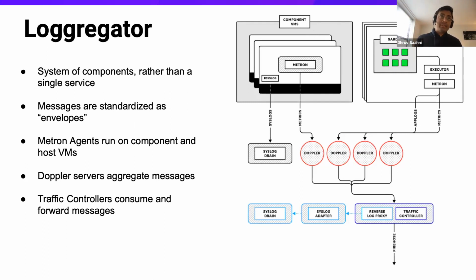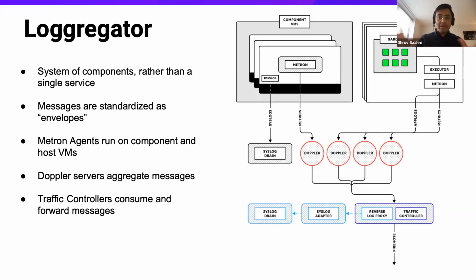Once they've collected the required metrics or logs, they forward them to Doppler servers, which are responsible for aggregation. After they've aggregated all these different messages, they forward them to a traffic controller, which consumes them and further exposes them through Firehose. There are different ways to expose this data, which we'll cover, but Firehose is the main one. You also have things like syslog drain and log cache.